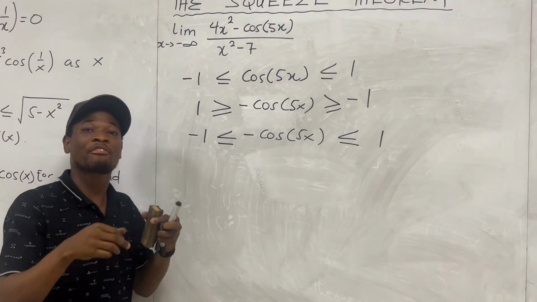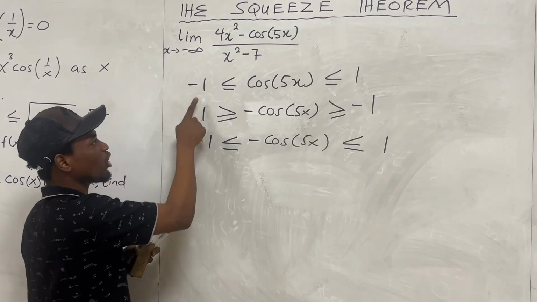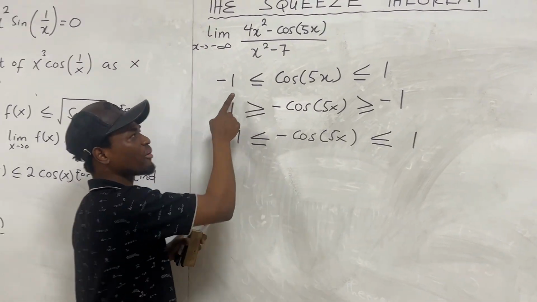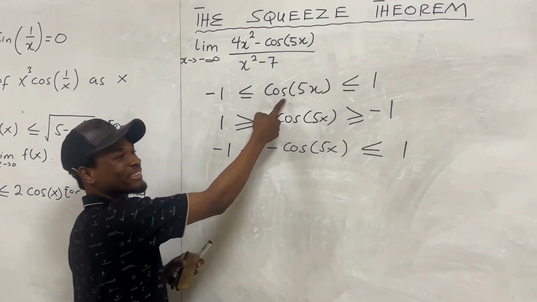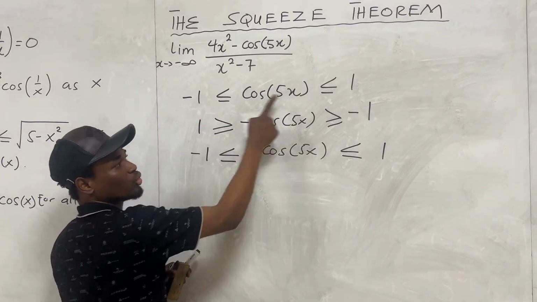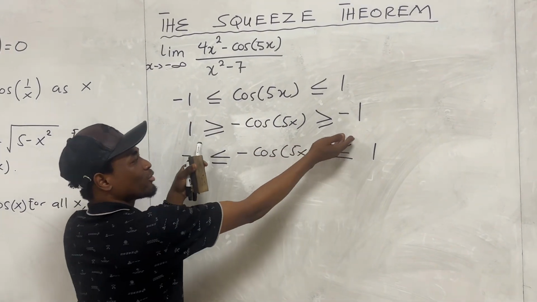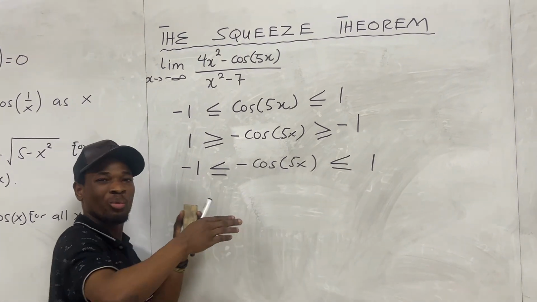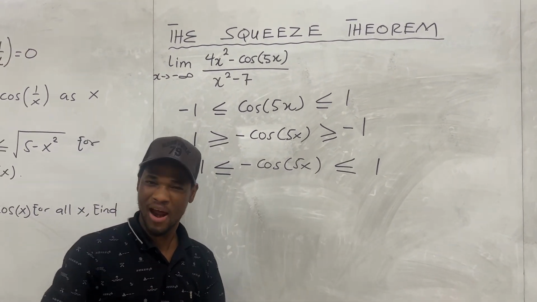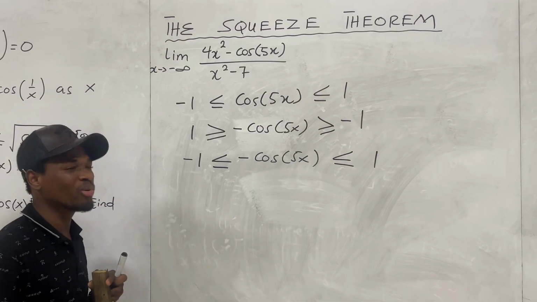Why did I flip? I flipped because we want what? Because we know that the range of the cos function starts from -1 to +1. So I just flipped so that we wouldn't be confused. Alright? Good. So what do we do next?